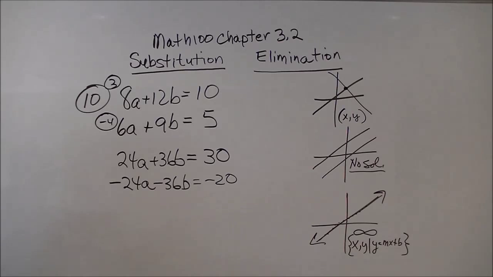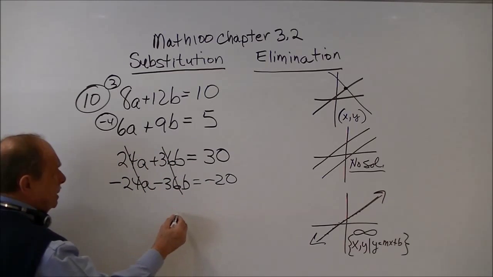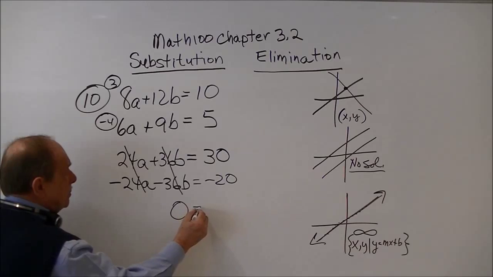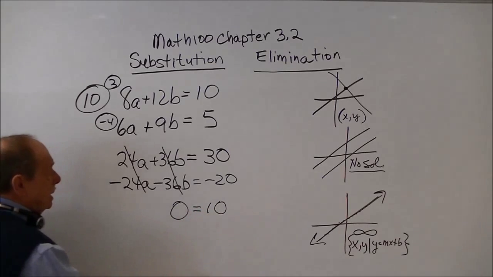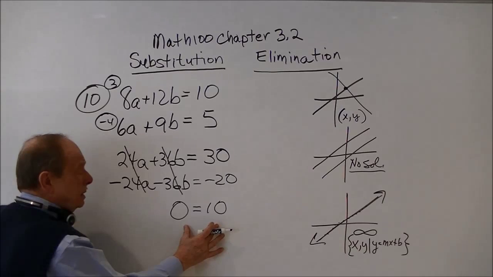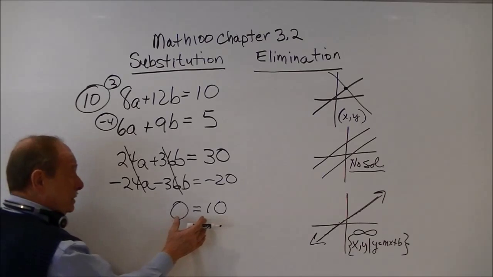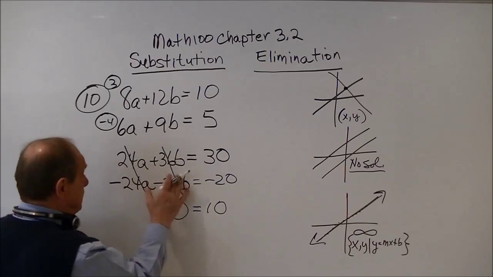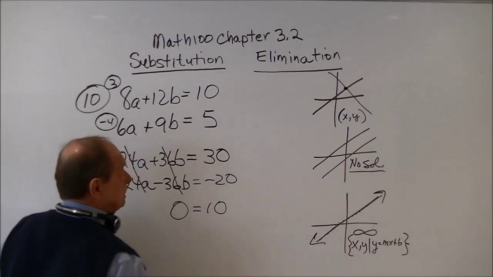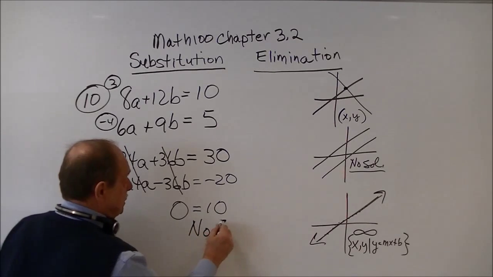Do you see the interesting thing that's going to happen? Here, these cancel out, these cancel out, so I have 0 equals 10. Is this a true statement? And the answer is no. So, when it's not a true statement, these lines are parallel. And so there is no solution.